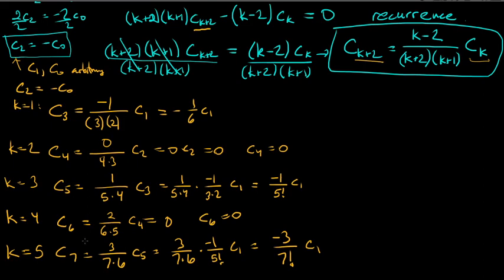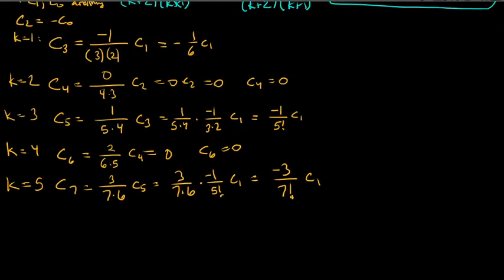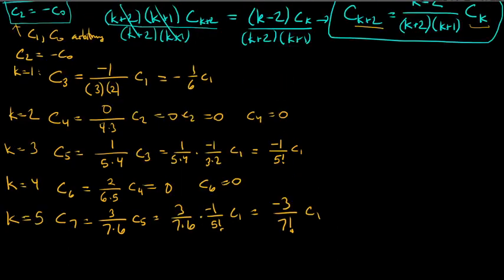Okay, I want to make sure that that's 3 there. Yeah, I think that's right. Right, so I think we see a pattern here, right? This is just going to be k plus 2 factorial in the denominator.